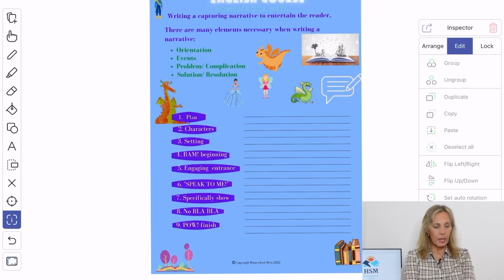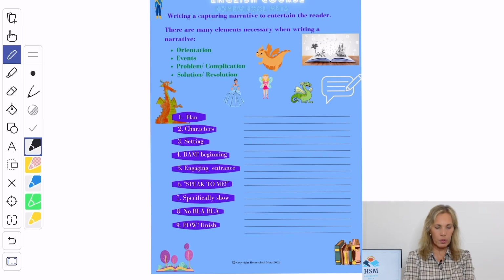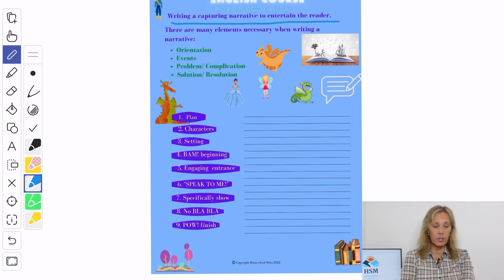So now we're going to look at this particular sheet and writing, as you can see, it says writing a capturing narrative to entertain the reader. So that's the main purpose of writing a story, a narrative, is to capture the reader's attention. There are many elements necessary when writing a narrative. There's the orientation, the events, the problem and complication, and the solution and resolution.